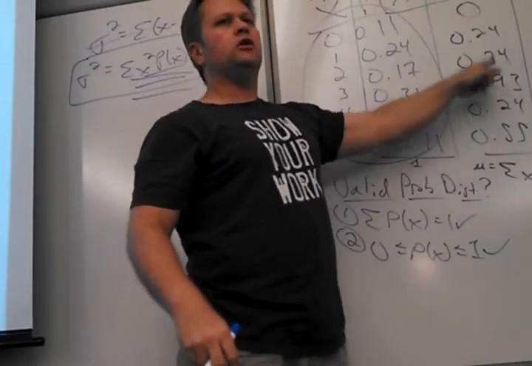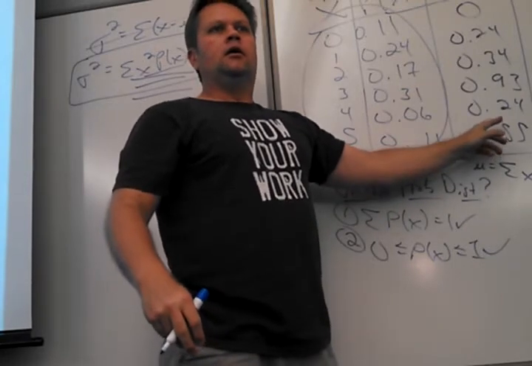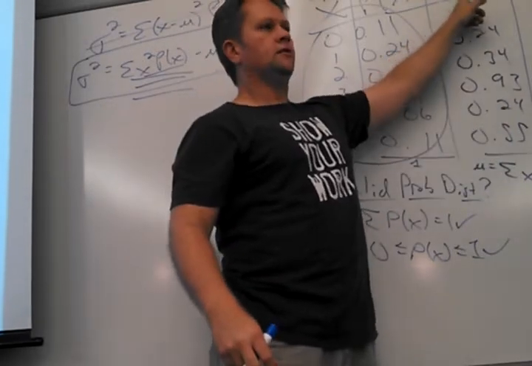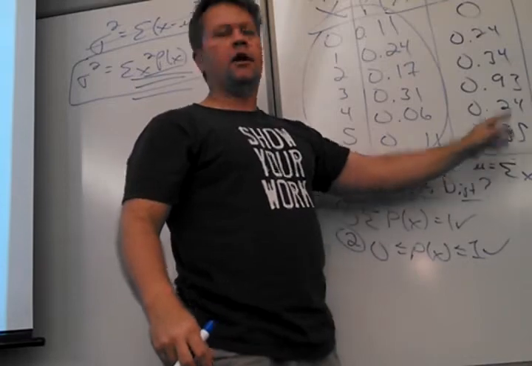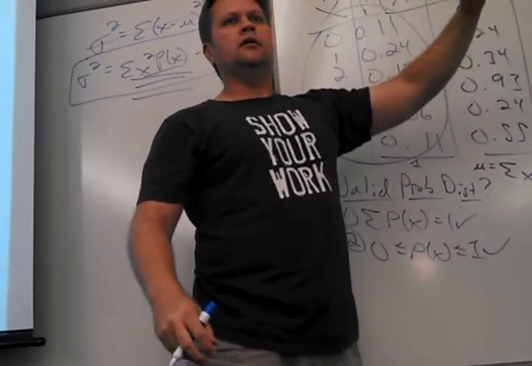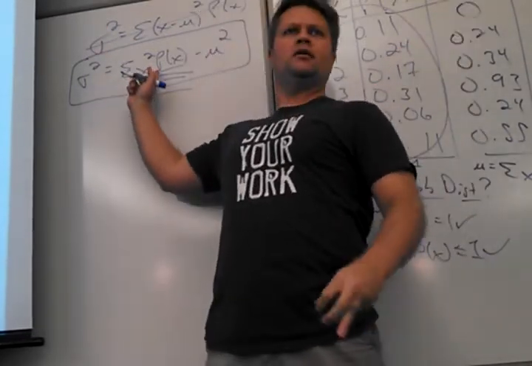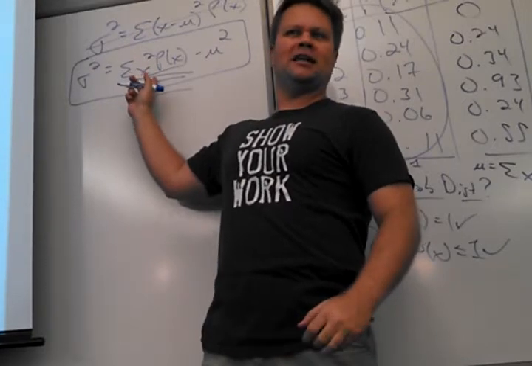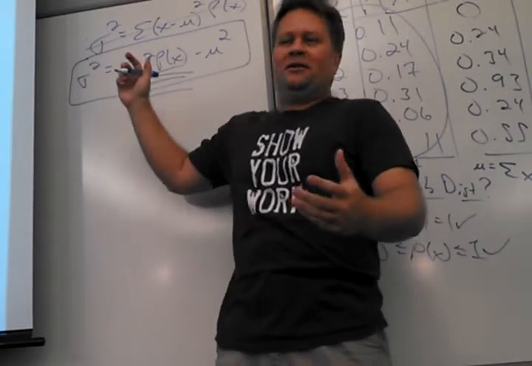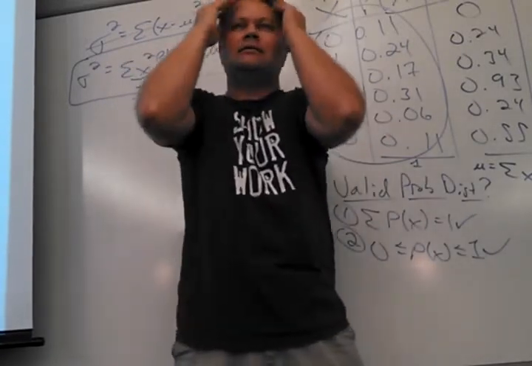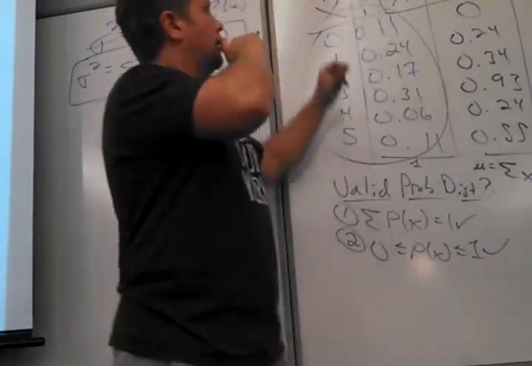The mistake people make all the time is they'll square this. If you square this, what do you get? X squared p squared. I don't want x squared p squared. That's silly.